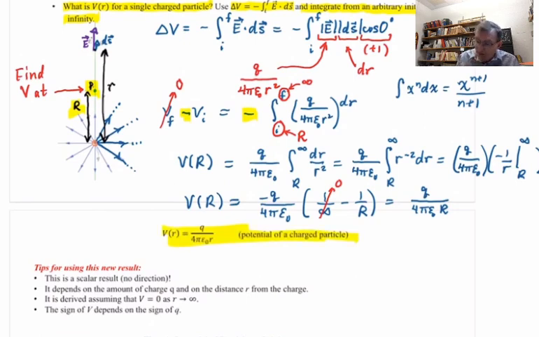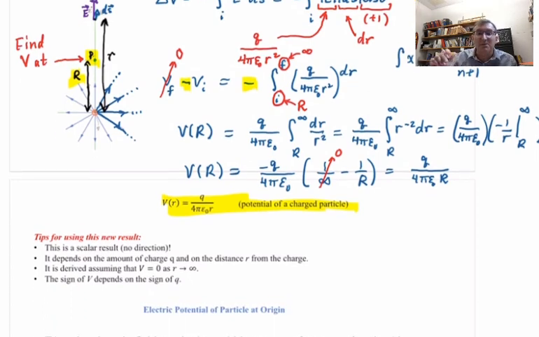Now what that means is you calculate the potential V at a distance little r from a charge q. And it's q over 4 pi epsilon 0 r. Careful, not r squared, just r. We'll use that a lot in this chapter.